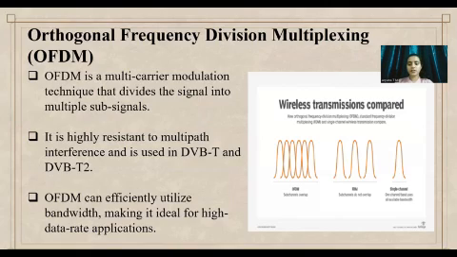Here wireless transmissions are compared. That means orthogonal frequency division multiplexing, standard frequency division multiplexing, and single channel wireless transmissions are compared. As we can observe in the waveforms, in OFDM the subchannels overlap, but in FDM there is no overlap of the subchannels. In a single channel, only one user or band is available with the bandwidth.